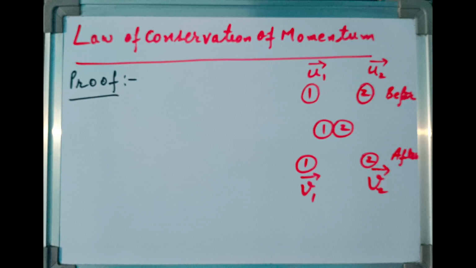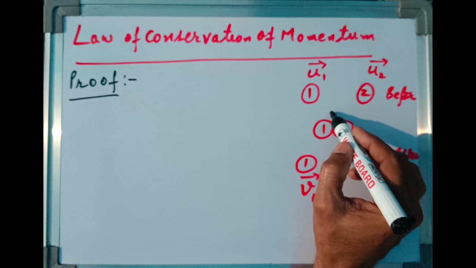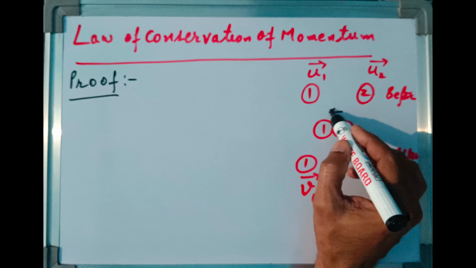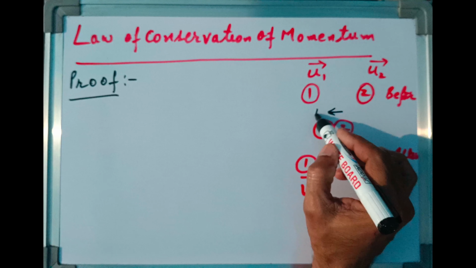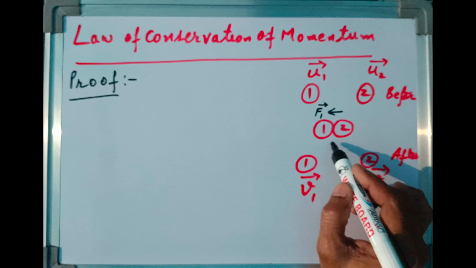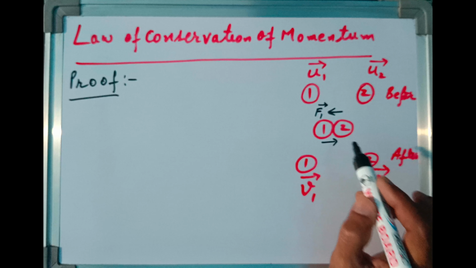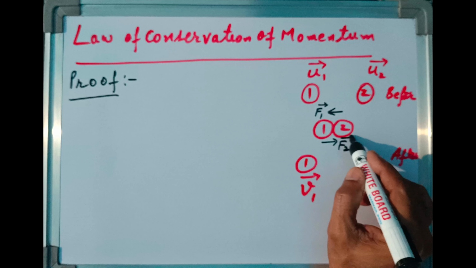By taking this example, we can prove the law of conservation of linear momentum. Suppose during collision, body 1 experiences force F1 vector and body 2 experiences a force F2 vector.